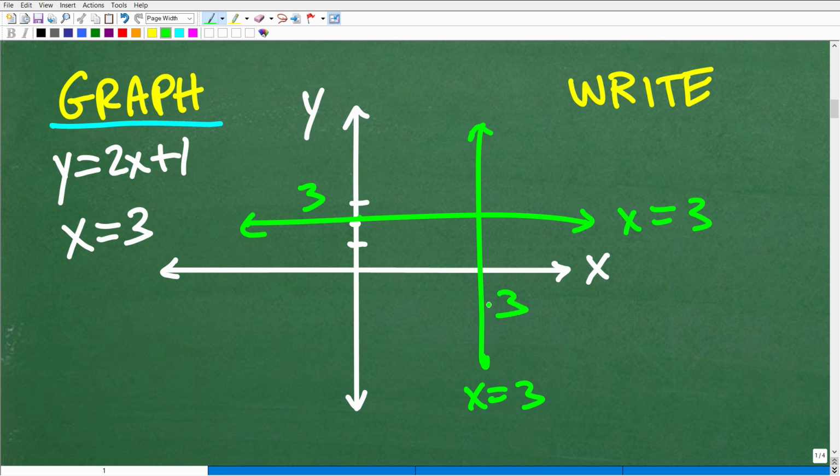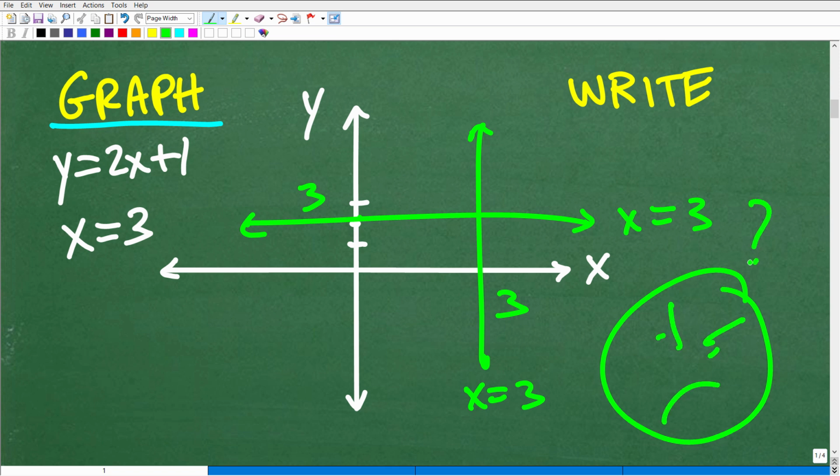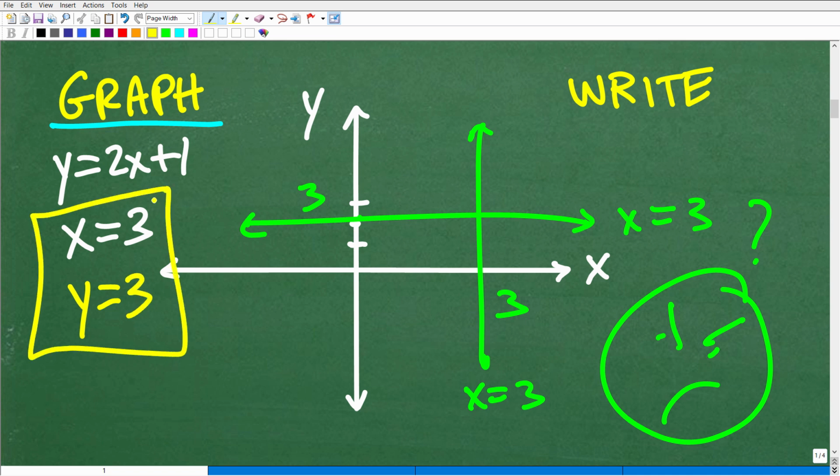Or it's this vertical line that goes through 3 on the x-axis, and this is where students get confused. They say, I forgot that. Which is it? Is it vertical or horizontal? It's not that they're bad students, it's just that you don't do a lot of these problems. In the beginning you do, but then you get into the more interesting two variable lines. So we have x equal to a number and y equal to a number. Which is which? How do we graph these?